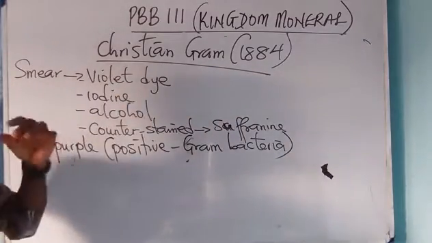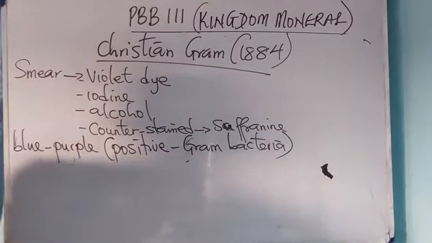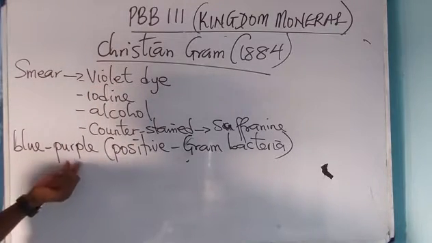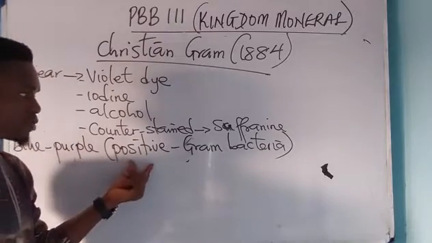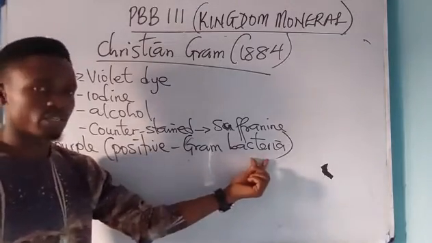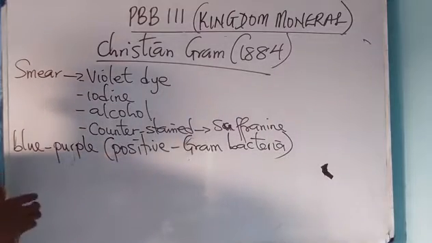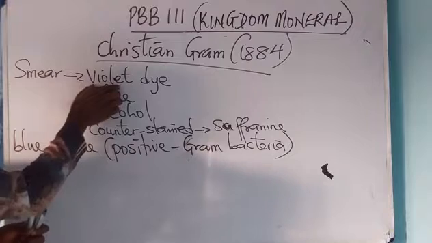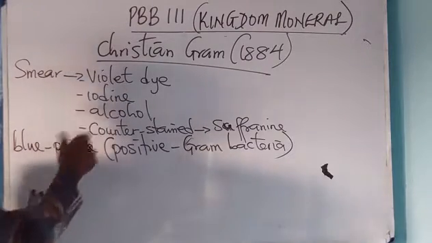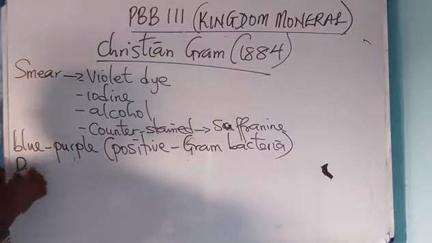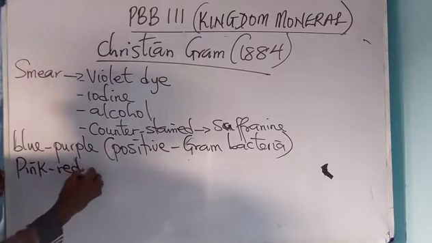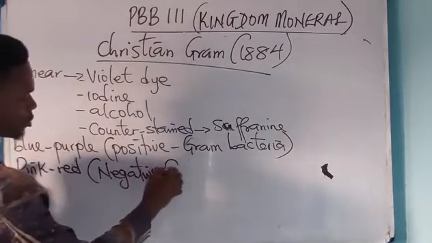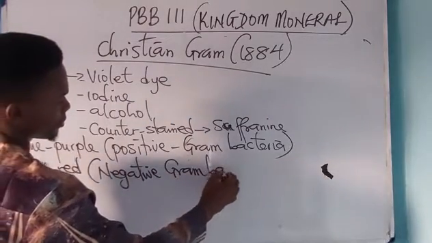After doing this, at the end of his experiments, he observed that some bacteria took up this violet dye and appeared blue purple, and he called these positive gram bacteria. Then some of these bacteria were washed. That is, their violet dye was washed by this alcohol, and they appeared pink to red. We call these guys negative gram bacteria.